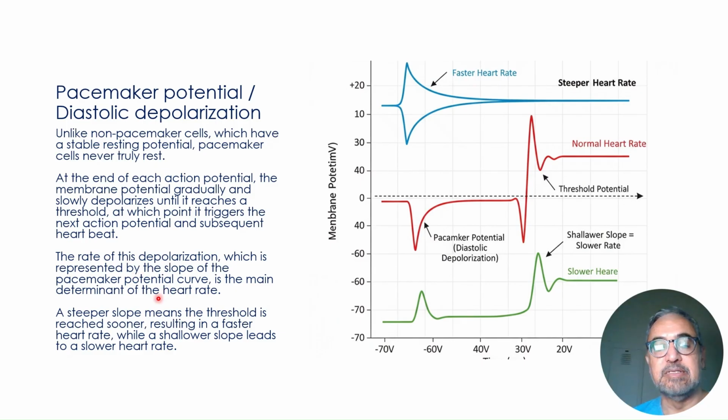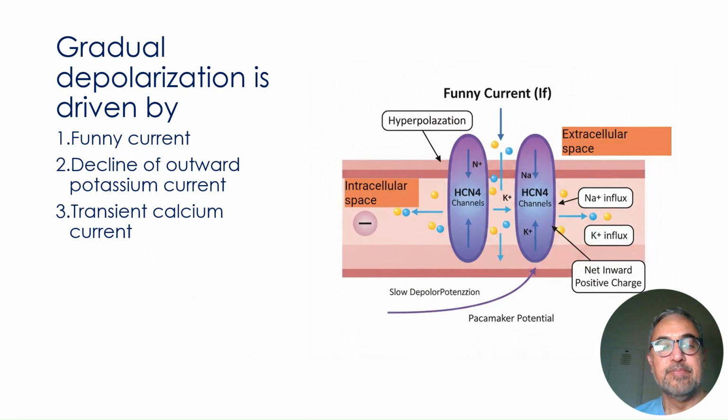The rate of depolarization, represented by the slope of the pacemaker potential curve, is the main determinant of the heart rate. A steeper curve means the threshold is reached sooner, resulting in a faster heart rate. Gradual depolarization is driven by the funny current, decline of outward potassium current, and a transient calcium current.